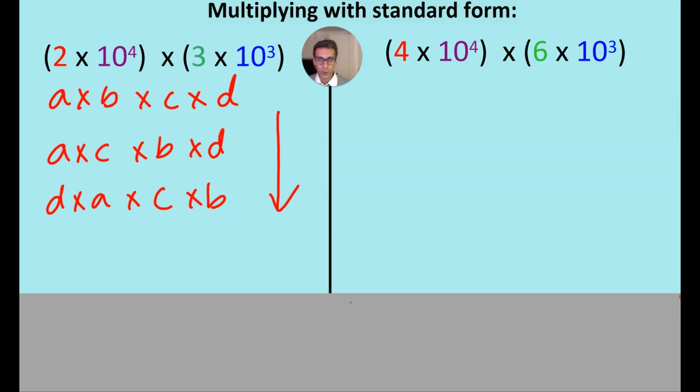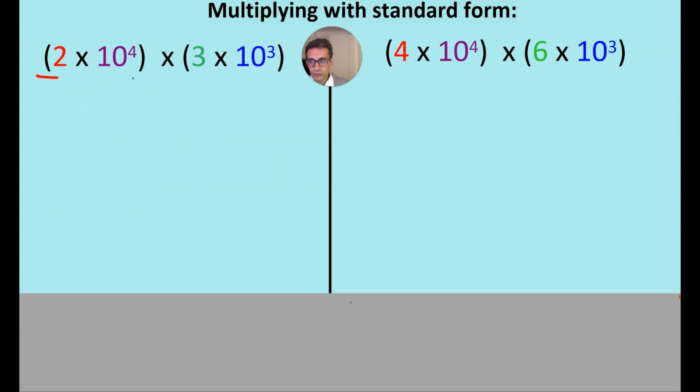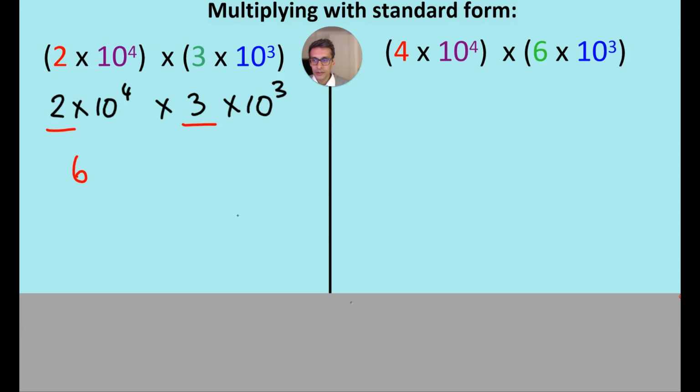All the combinations work. So the first thing you should realize here is the brackets don't really matter because everything is multiplication. So we're going to rewrite this without the brackets. So this is going to be 2 times 10 to the power 4 multiplied by 3 times 10 to the power 3. Now if you've done the starter, you're going to know how to do this straight away. We're going to multiply the numbers first. 2 times 3 is 6.